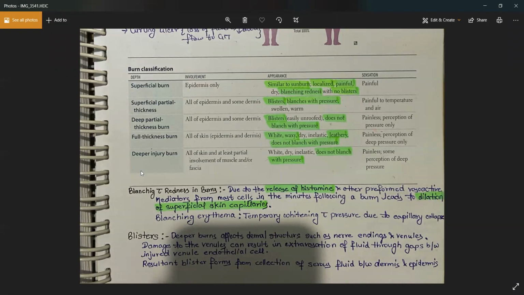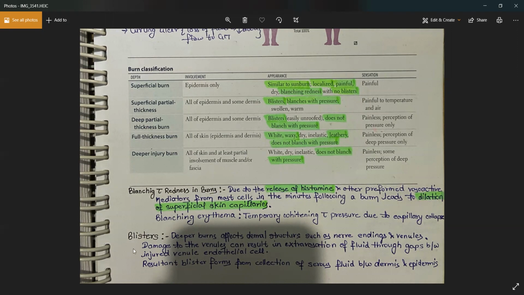Okay, you will get the blanching type of lesion. Whenever you press on that area, it will become very pale, and whenever you release, it will become very red again. So this blanching and this redness happen very immediately after the burn occurs, and it is all because of the histamine release.